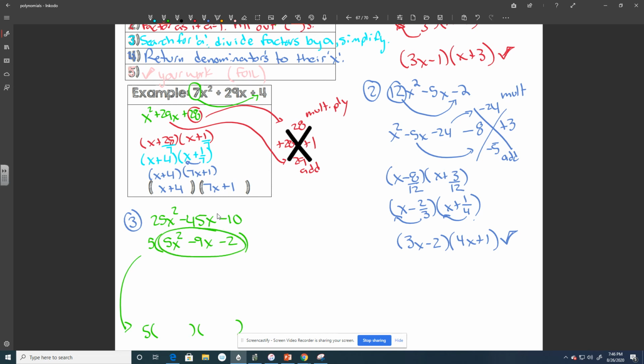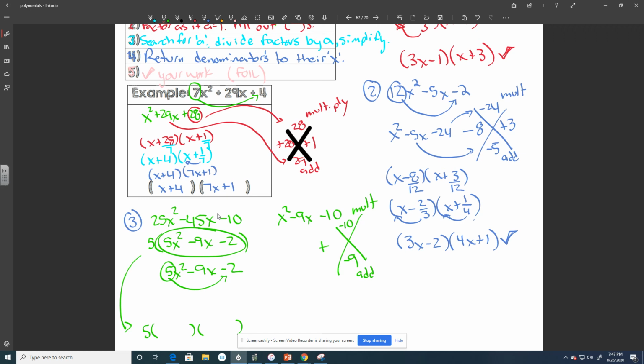So I've got 5x squared minus 9x minus 2. I've got a number in front of the x squared still that I'm going to kidnap and move to the back. So I'm going to rewrite this up here. x squared minus 9x, and negative 2 times 5 is negative 10. So when I do my big X, the negative 10 goes right there on top. The negative 9 goes on the bottom. And I'm just looking for two things that multiply to negative 10 and add up to negative 9.